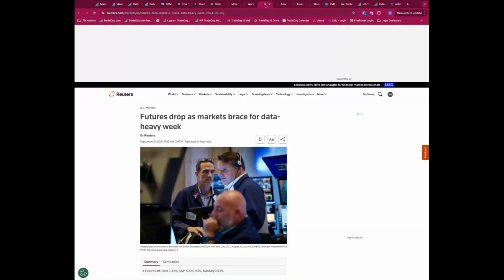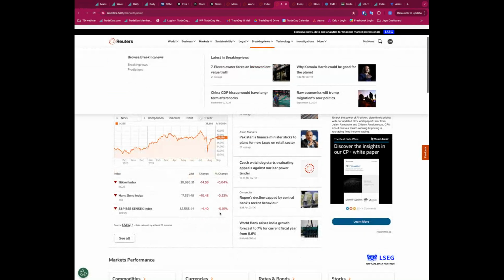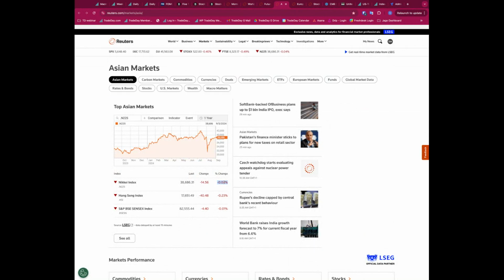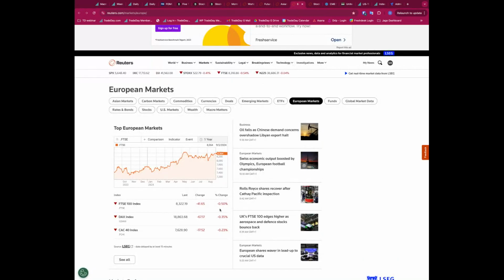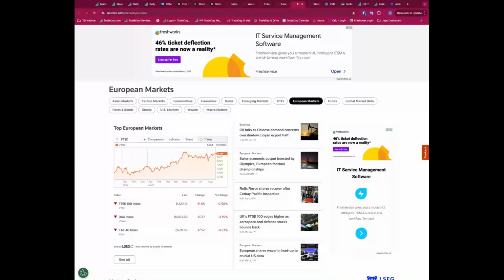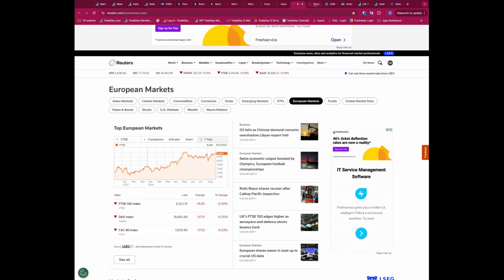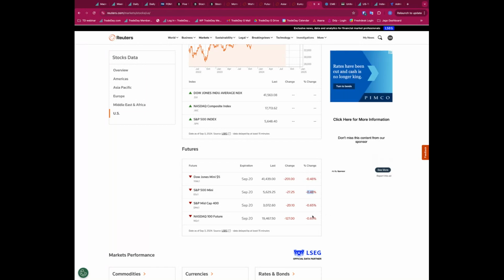So the market's pretty much on hold, slightly lower this morning. Futures drop as markets brace for a data-heavy week. In Asia, we were slightly lower. The Nikkei is pretty much unchanged overnight, but the Hang Seng is down 0.25%. European indices are lower between 0.25% and 0.5% across the UK FTSE, German DAX, and French CAC. US futures are between 0.5% and 0.2% down this morning. The S&P is down about 0.5%. The Nasdaq is down around 0.2%.